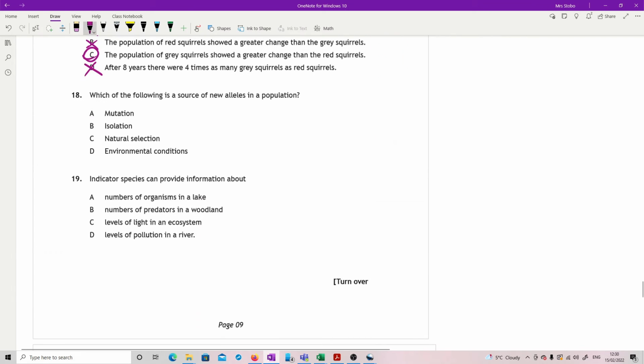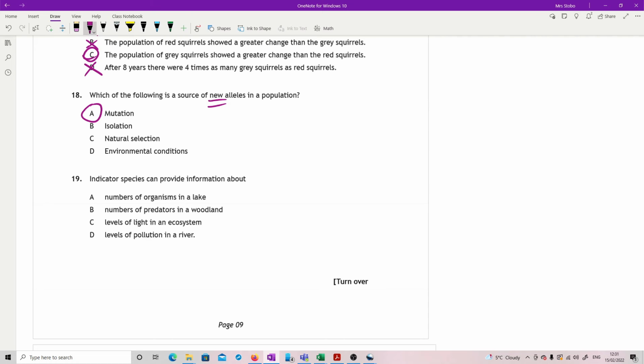Question 18. Which of the following is a source of new alleles in a population? Again, this is a straight KU. Mutation is what gives you variation. You also have increased variation within the population by things like using sexual reproduction rather than asexual, but that doesn't produce new alleles. New alleles, we're only talking about mutation producing that.